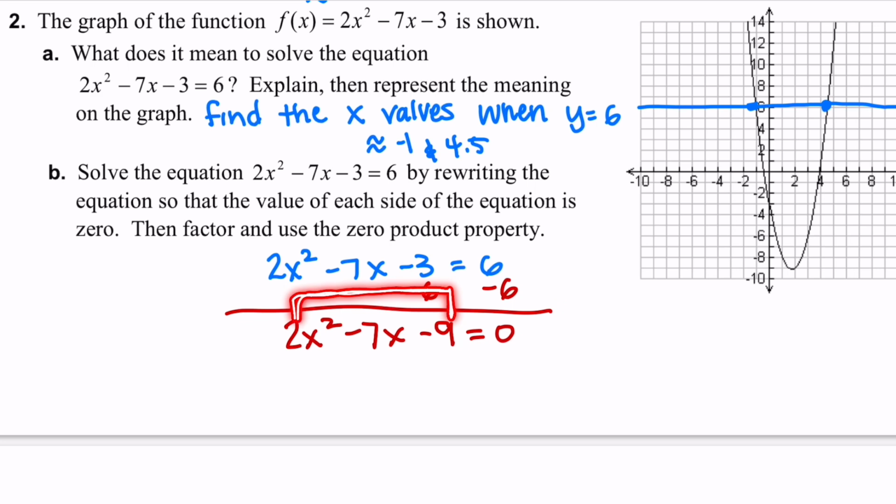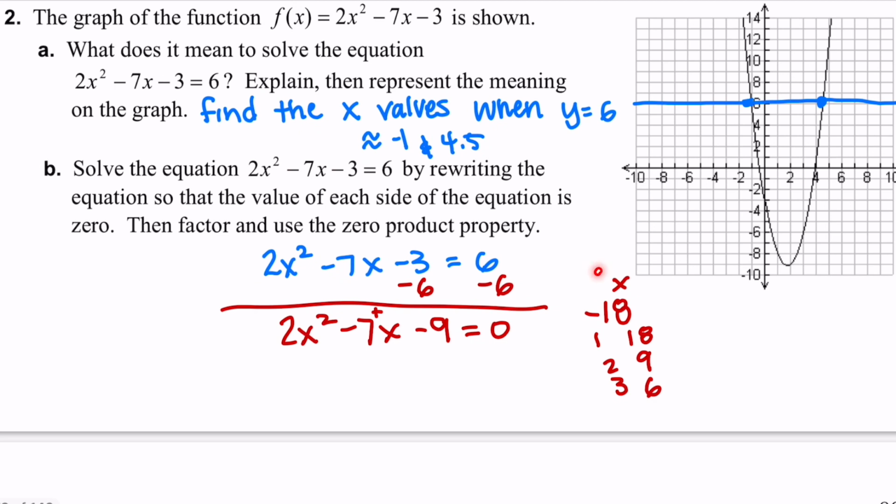So we're going to take the 2 and multiply it by -9 to give us -18. We're looking for two things that multiply to -18 and add to -7. This would be 1 and 18, or 2 and 9, or 3 and 6. All of those multiply to 18. Because this is a negative here, one of these numbers is going to be negative and one is going to be positive, but it could be either one. When we add them together, they need to add to -7.